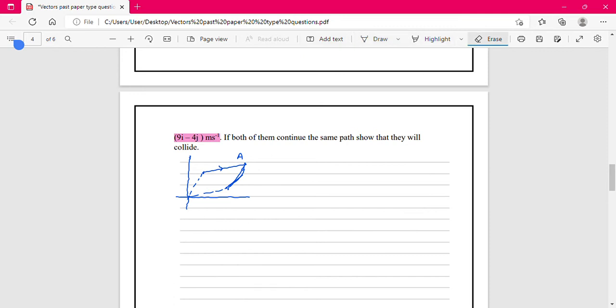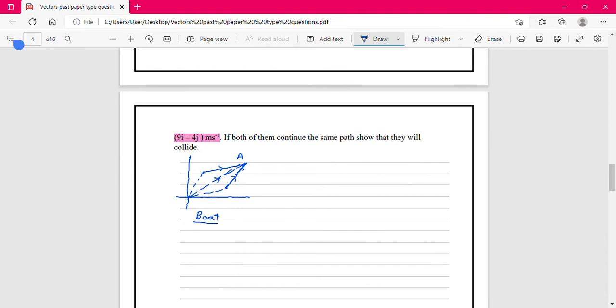The final position vector of both boat and yacht will be the same. They are going to meet at a point. So the position vector of the final point will be the same. So if I can show that the final position vector for the yacht and the boat is the same, then I can prove that both of them are colliding or meeting each other.